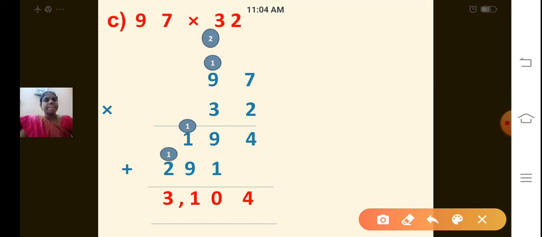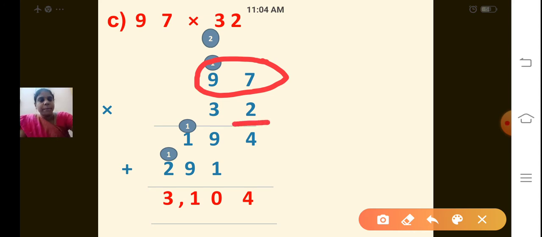So first we'll take the multiplicand. What is the multiplicand here? 97. That means 97. We are going to multiply by the digit at the ones place of the multiplier. What digit are you having in the ones place? 2. So 97 into 2. First we'll multiply 97 into 2 and we'll write down the answer.